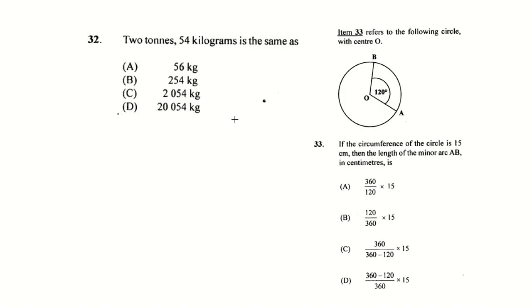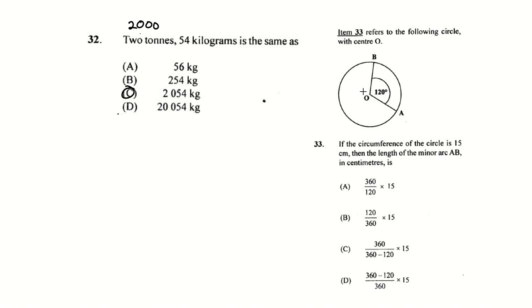Let's look at January 2017. Alright, January paper 1, section 4, which is measurement, number 32 to 39. 2 tons and 54. We know that one ton, right, is 1,000. So 2 tons would be 2,000. 2,000 plus 54 is 2,054 kilograms.